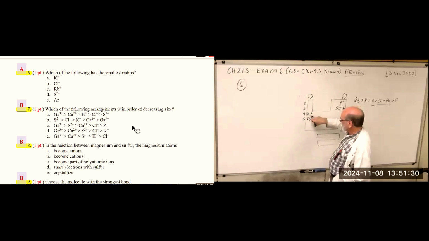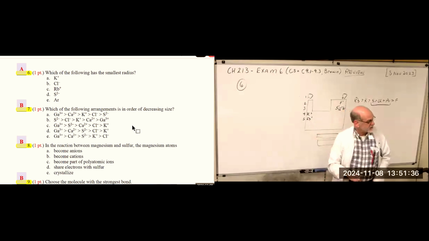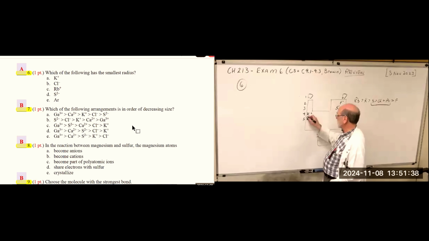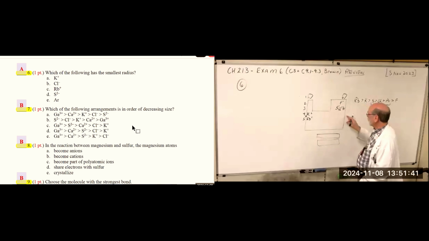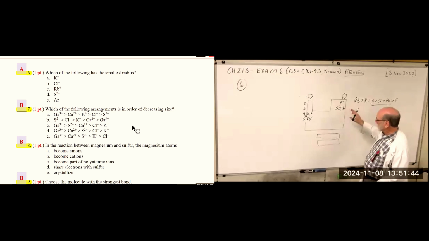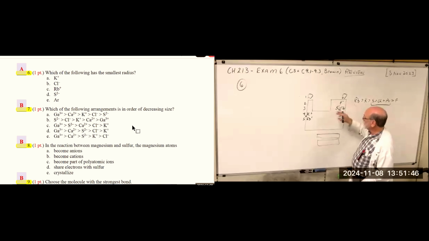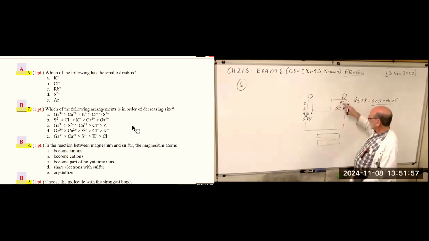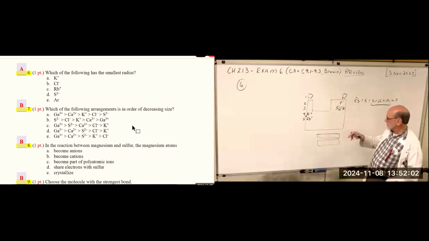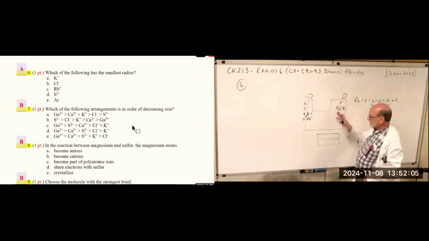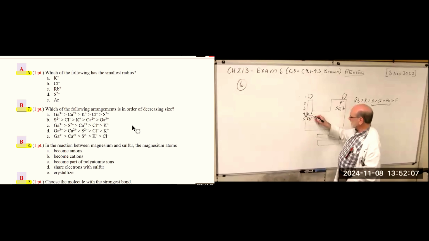So if we subtract an electron from this one, and potassium has 19 protons, it has more protons than these. Plus, we've removed an electron. So it's going to shrink it to a size smaller than these guys. It's going to move up here. And fluorine, we've added an electron, so it's over here, but it's only got 9 protons. So it's still going to be out like that. The smallest one then is going to be potassium.